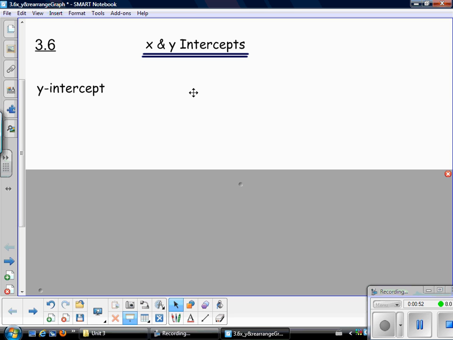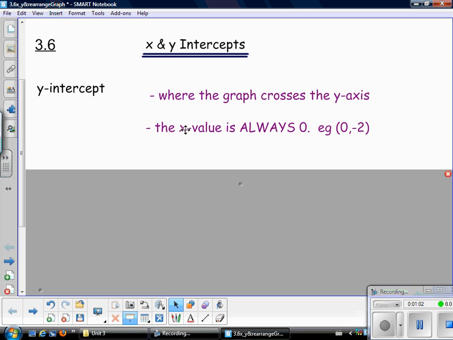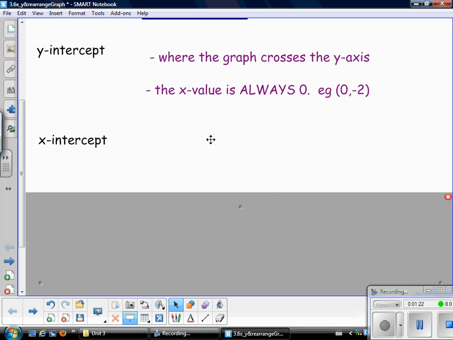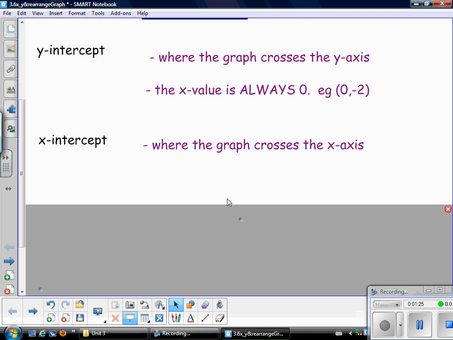Okay, y-intercept means it's where the graph crosses the y-axis. For us it was the b in y equals mx plus b. And the thing is, the x value is always going to be 0. So for instance, if I know it crosses at b equals -2, then I know the point is 0, -2. And the x-intercept, conversely, is where the graph crosses the x-axis. And we also know that the y value is always 0. Example, if we have 3, 0.